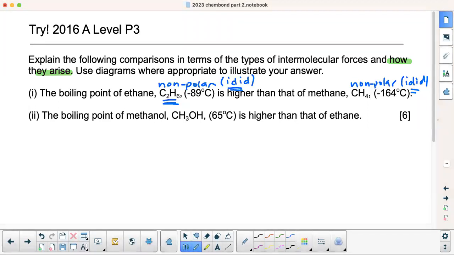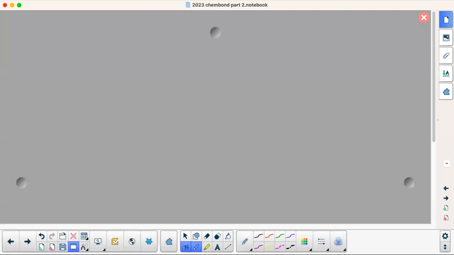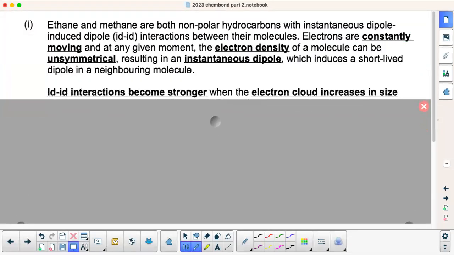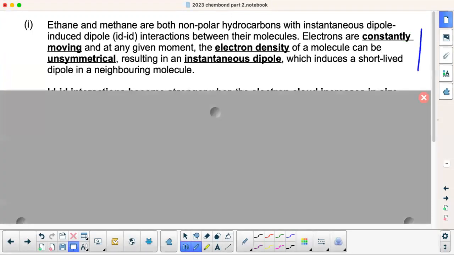But the tricky part is not about this. The tricky part is how they arise. So you have to write down how ID-ID came about. Just follow through and copy down. This is the part, how they arise. I need you to learn how to explain how they arise. They are both non-polar, so how they arise actually starts from here.